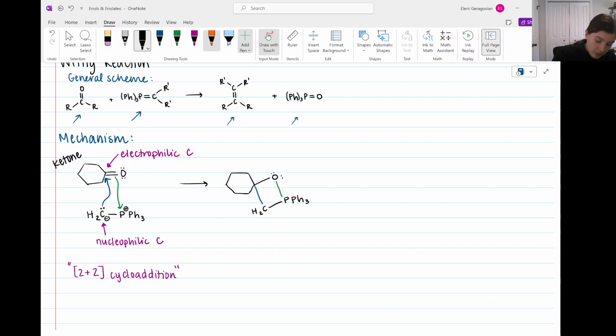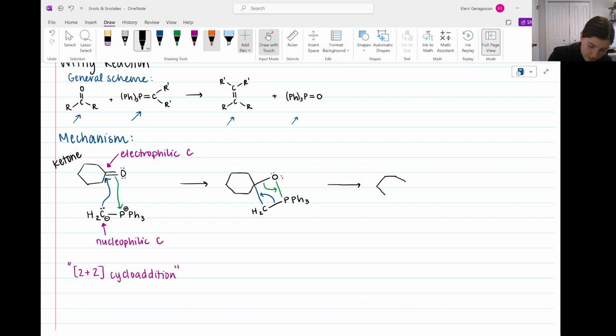Now to form the final product, remember the final product has a carbon-to-carbon double bond and forms triphenyl phosphine oxide. Well, we have another 2 arrows. In the carbon to phosphorus bond, the carbon holds onto those electrons a little bit more. So the carbon will take the electrons from the carbon to phosphorus bond and then form a pi bond, while at the same time the carbon to oxygen bond forms a pi bond between oxygen and phosphorus. So we've broken 2 single bonds and formed 2 pi bonds in this step.